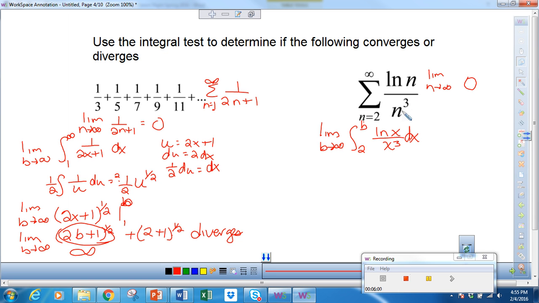Now, exchanging from n to x is not crucial. It's just good notation. So what we're going to do is take this integral, and I think I'm going to have to use integration by parts. So I'm going to let u equal the natural log of x. So du is equal to 1 over x, and dv is going to equal 1 over x cubed, so that v is equal to negative 1/2 over x squared.